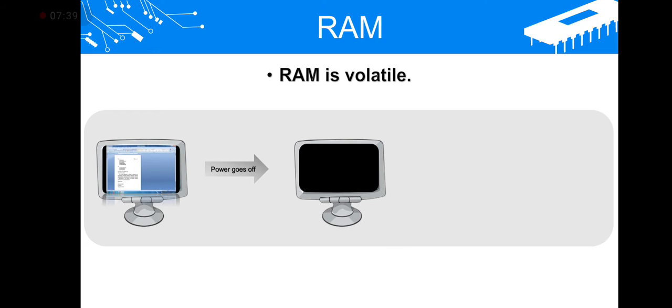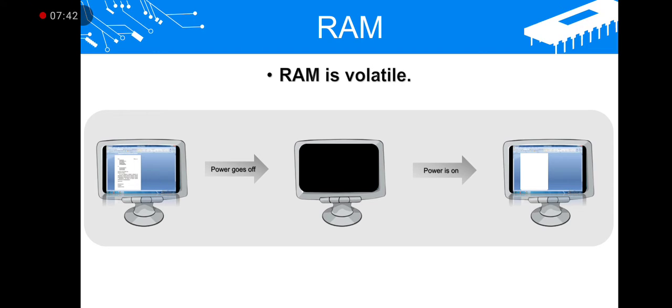RAM is volatile. Volatile means that whenever the power goes off, the data will disappear or be erased. Let's suppose you are writing a letter on a computer. Power goes off. After you gain back the power, you will not have any data. The letter you have been writing will be deleted. It will be erased. Your letter will not be found anywhere in the computer if you have not saved it.